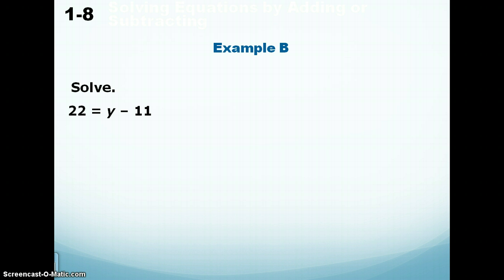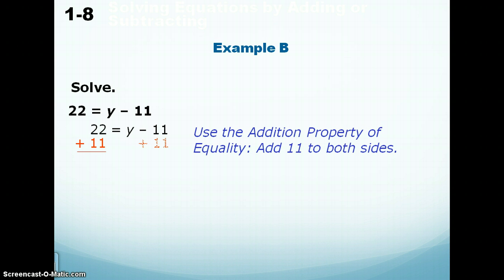Let's look at another one. First we find the variable. In this case it's y. So it's y minus 11. To do the inverse of subtracting 11, we would add 11. What we do to one side, we do to the other. So you can see we add 11 to both the 22 and the minus 11. 22 plus 11 gives us 33.